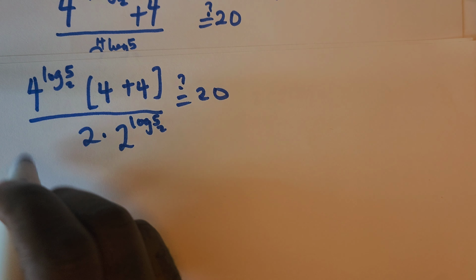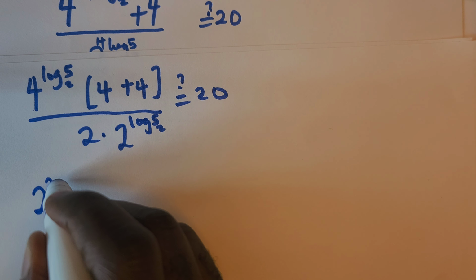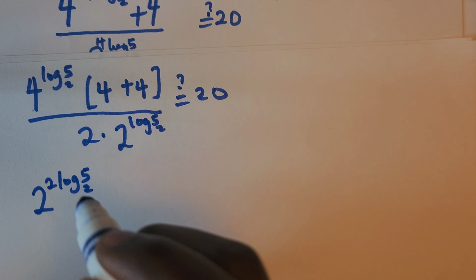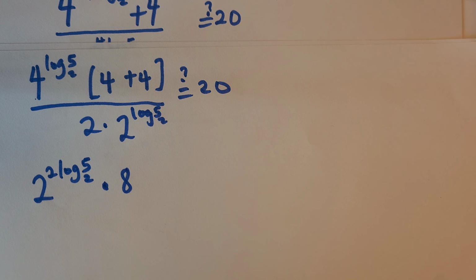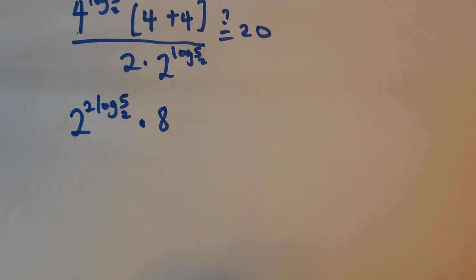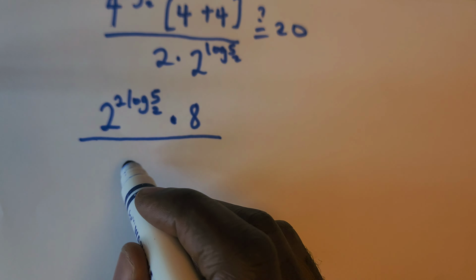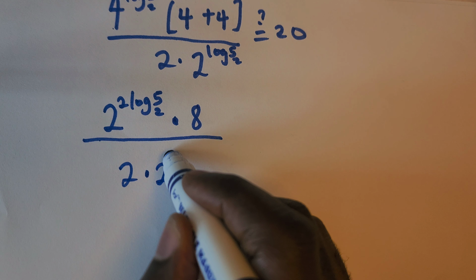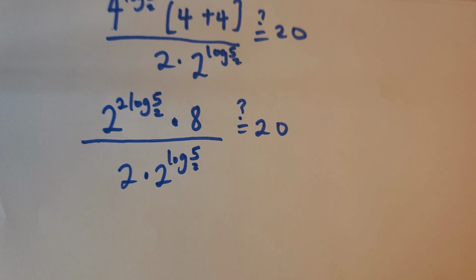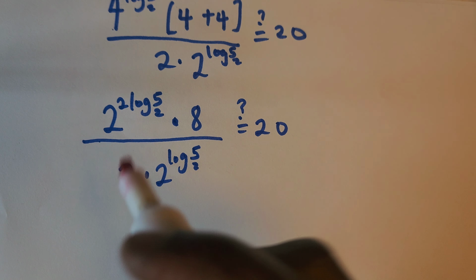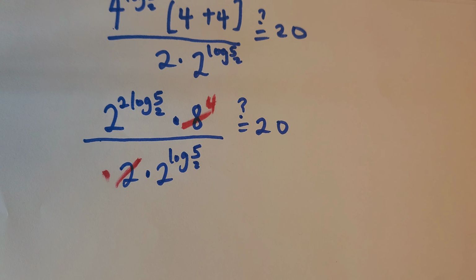Now, here we have this 4 can be written as 2 squared, to the power of log 5 base 2. And in my parentheses, 4 plus 4 is going to be equal to 8. So this will be multiplied by 8, dividing this by 2 times 2 to the power of log 5 base 2. Here, 2 over 1, and 2 over 4.